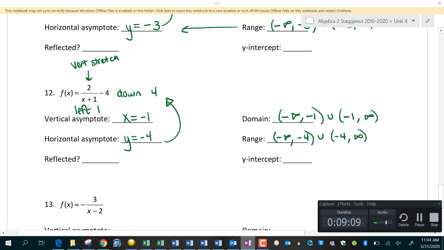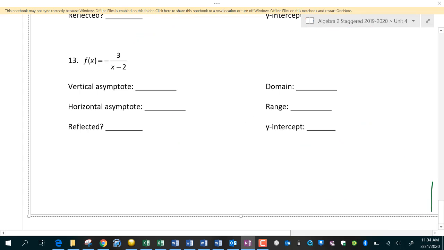Okay, before you take the quiz, I'm going to ask that you do the last problem, number 13. I'll show that to you right here. Just make sure that you can identify both the vertical and horizontal asymptote, and domain and range. We're going to be skipping the reflected and the y-intercept for right now.